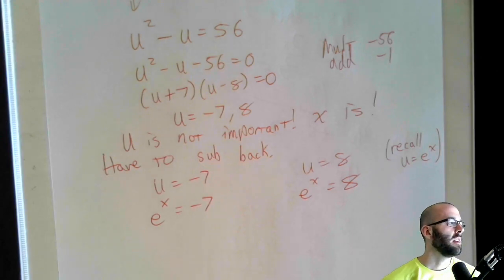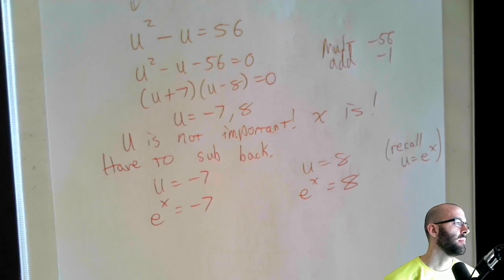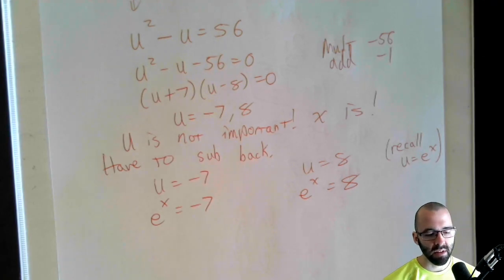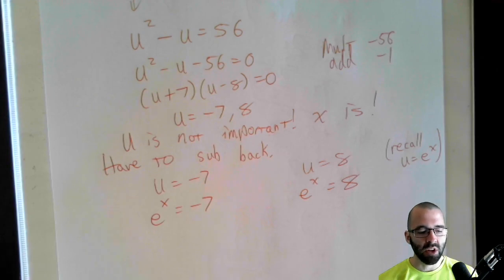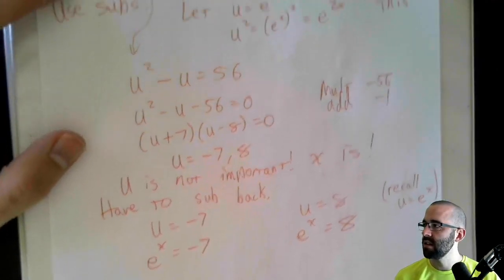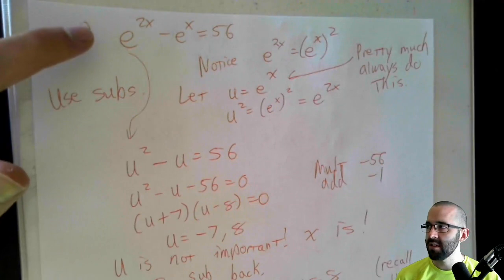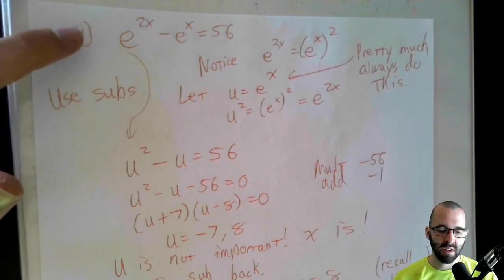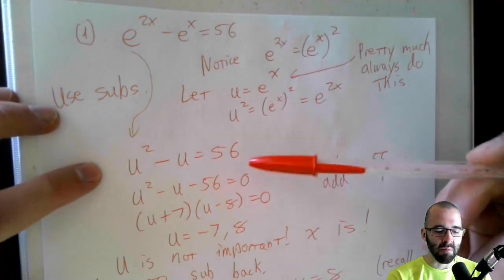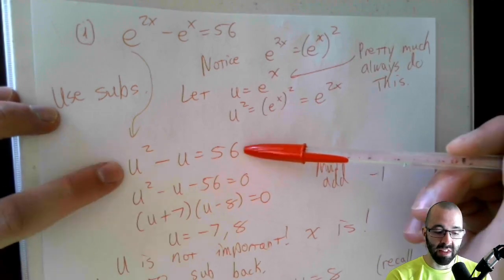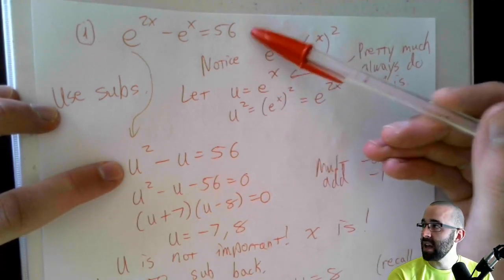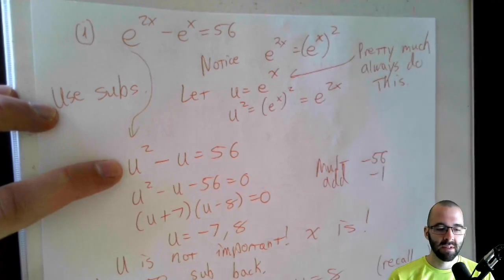It's easier to work with it in u. Like, you could factor this. You could have factored this without any substitution. But most people are going to be much better at factoring this than they would be at factoring this. Okay?